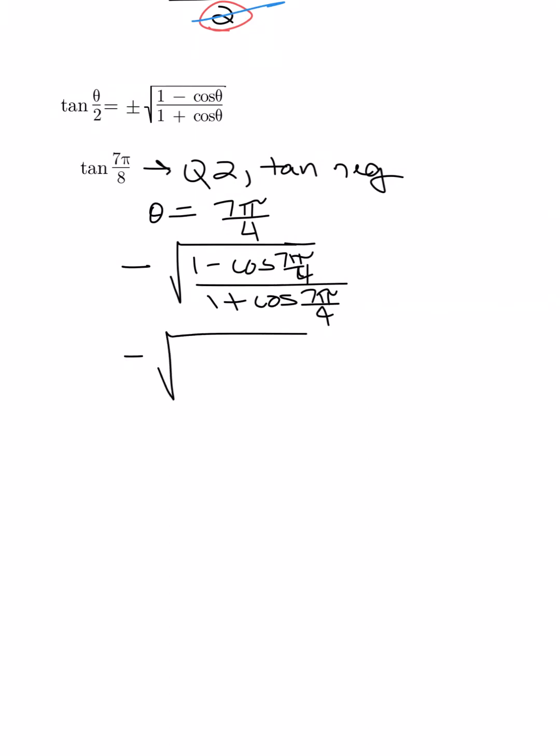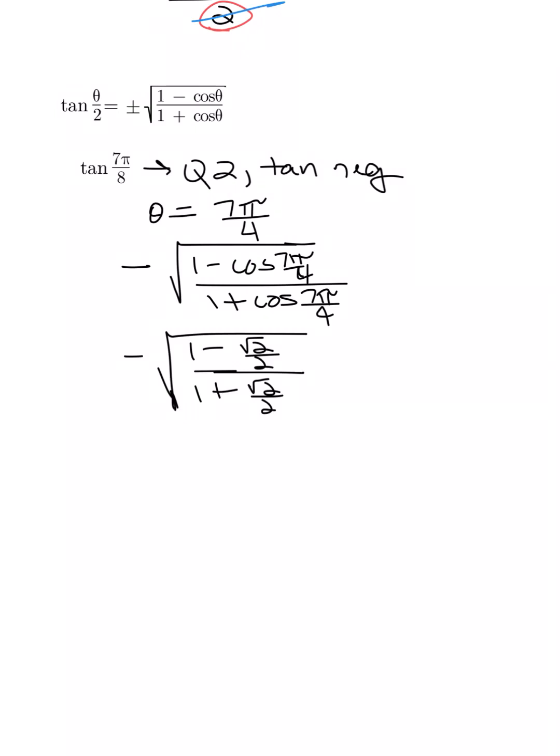So, substituting what we know, cosine of 7 pi over 4 equals the square root of 2 over 2, we're going to have 1 minus the square root of 2 over 2 over 1 plus square root of 2 over 2. And all of that is inside the radical with a negative sign out front.